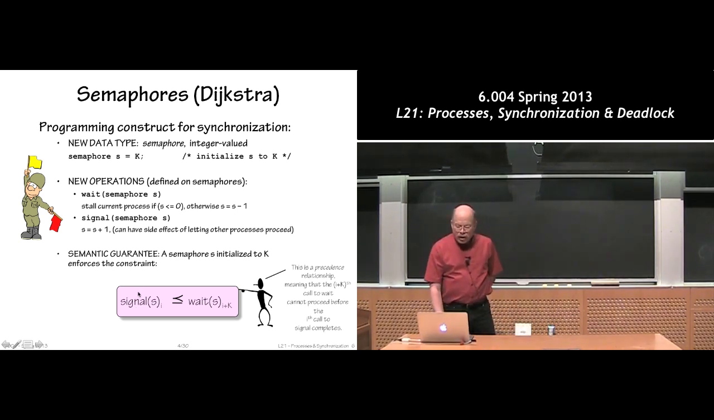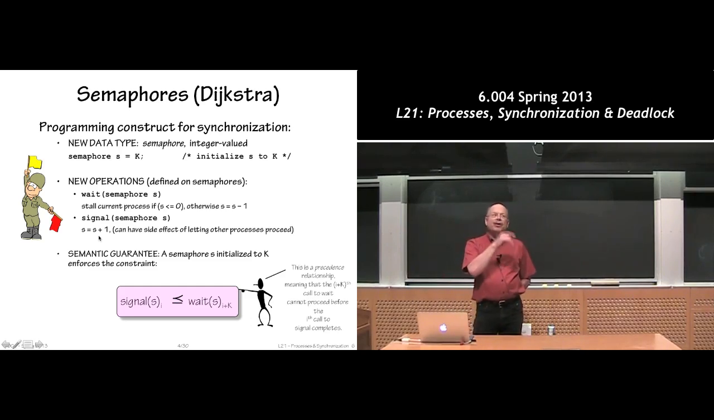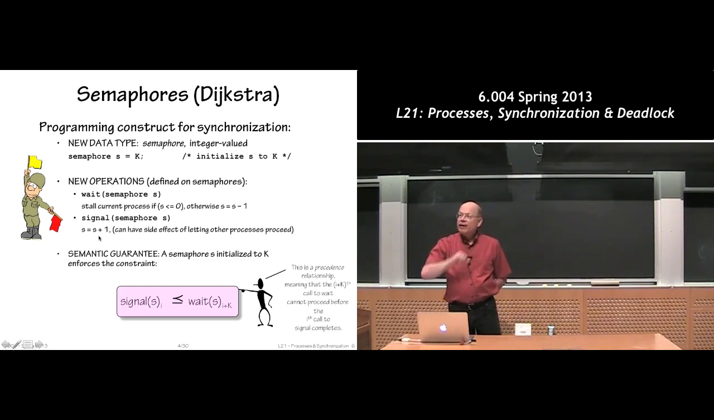Okay, so the thing you should keep in mind is that this is a data type that has a constrained set of operations, wait and signal. You should understand the semantics of wait. If it's greater than 0, decrement it and return. If it's not greater than 0, wait until it is, and then decrement it and return. And signal, there's no blocking, signal always just increments and returns. So the wait might block until it can finish the decrement and return. Okay, so that's the basics here.